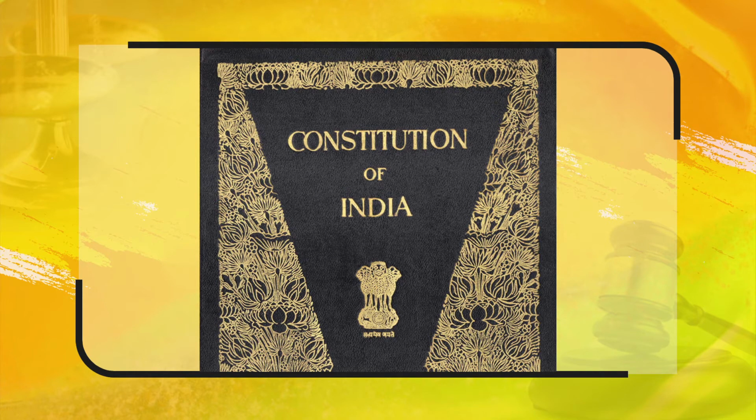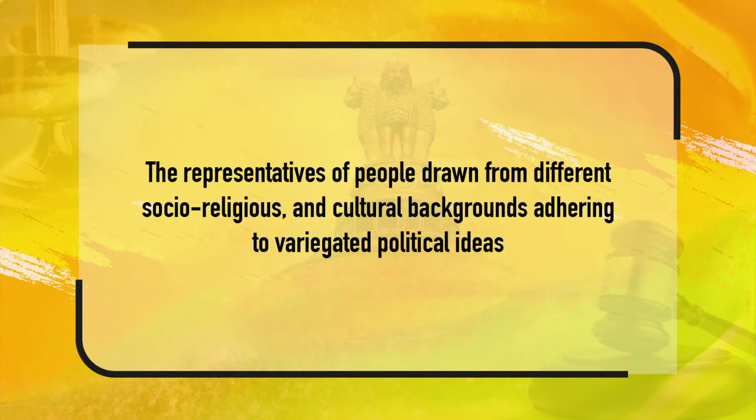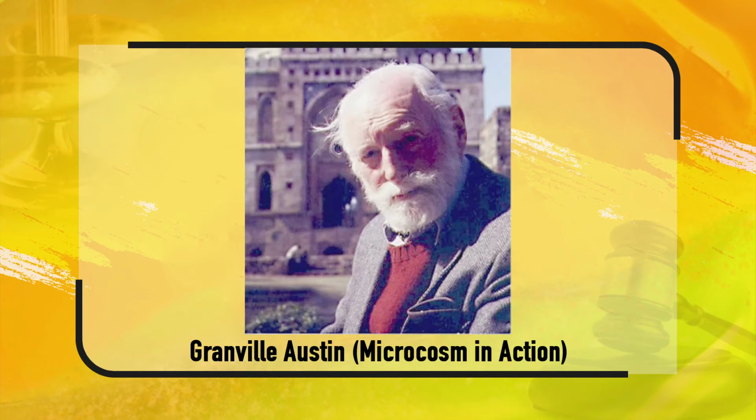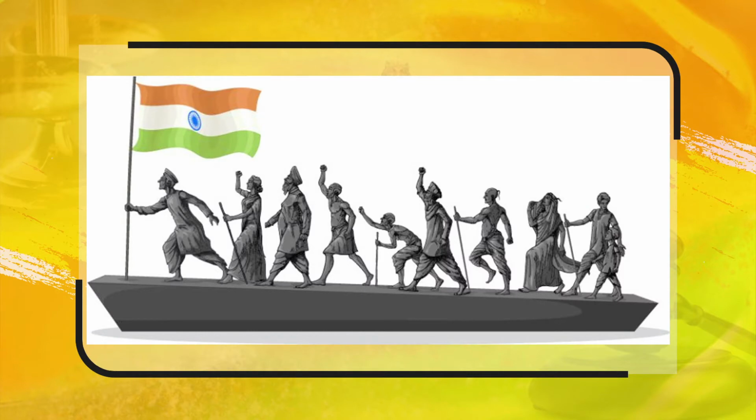The Assembly was comprised of the representatives of the people drawn from different socio-religious and cultural backgrounds, adhering to variegated political ideas. This made the Constituent Assembly what Granville Austin described as the microcosm in action. It incorporated all the aims, aspirations and commitments nurtured by the Indian nationalist movement during the freedom struggle.